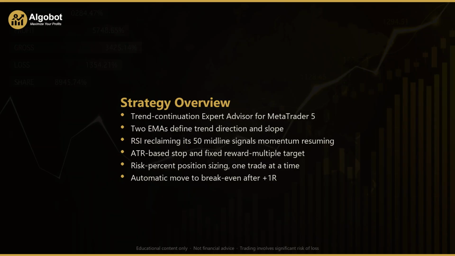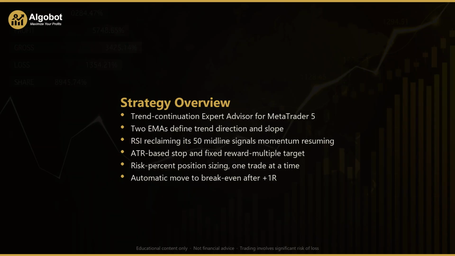Two ideas work together here. The first is trend direction, measured with a pair of exponential moving averages, a faster 21-period line and a slower 50-period line, combined with the direction the slower line is sloping. The second is momentum, measured with the relative strength index and its 50 midline. Most traders know RSI for its overbought and oversold extremes, but this strategy uses it differently. It treats the 50 line as the border between bullish and bearish momentum, and it looks for momentum easing back and then resuming in the direction of the established trend.